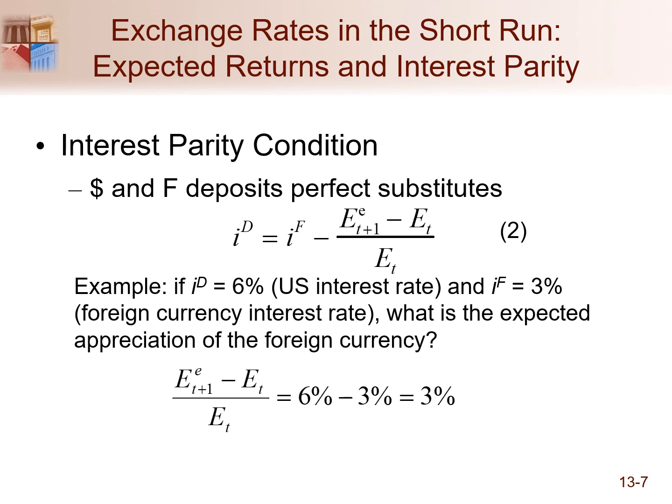So if the interest rate on dollars is 6%, because of the US interest rate, and the interest rate on foreign deposits is 3%, then the expected appreciation of the foreign currency is 3%.